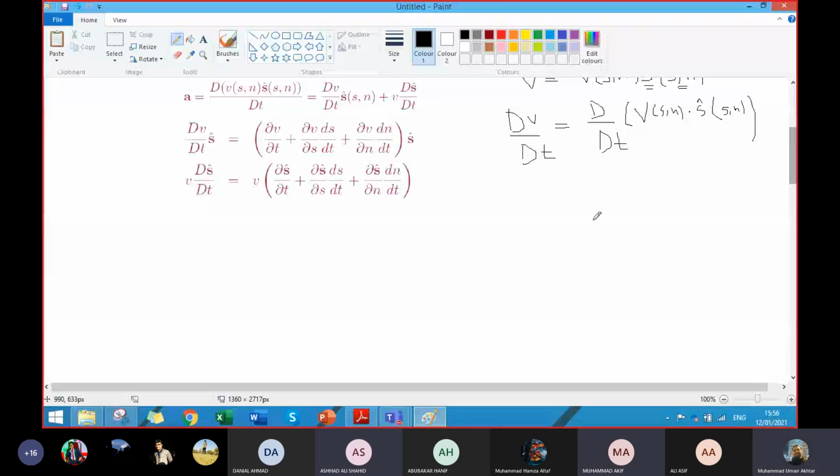Sir, product rule. We'll apply the product rule, yes. So you will be getting the total derivative of the velocity with respect to time. This is the total derivative of the velocity into S cap, right? Plus the total derivative of S cap into velocity, right?